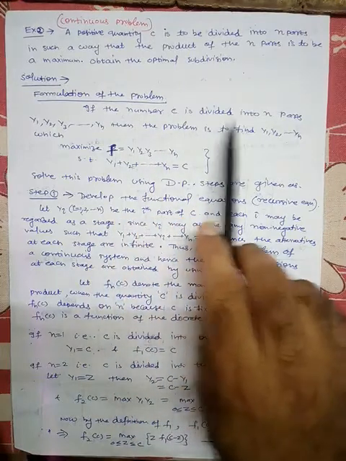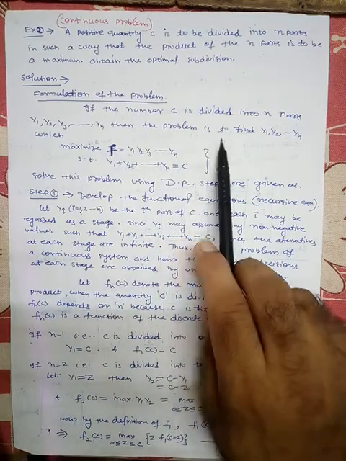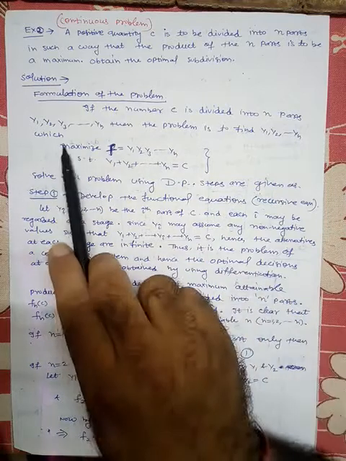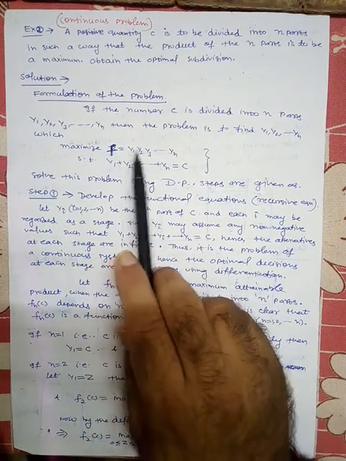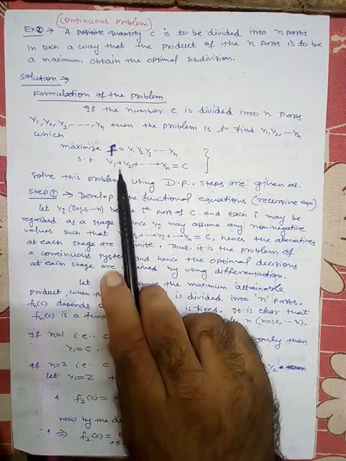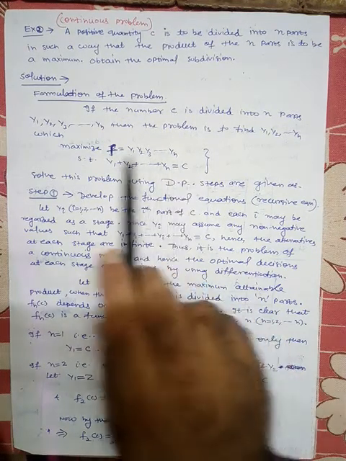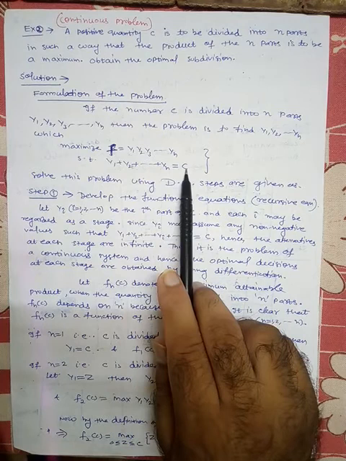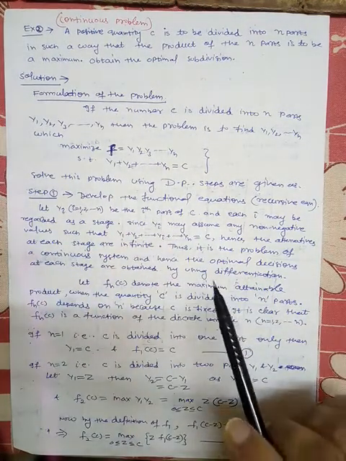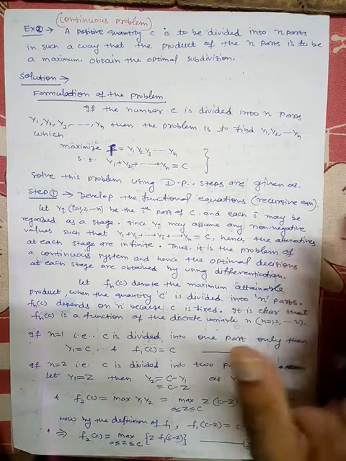So if the number C is divided into n parts, say y1, y2, y3, yn, then the problem is to find y1, y2, yn which maximize the function, the product y1 y2 y3 up to yn. This product should be maximum, subject to the constraint that the sum of these quantities is equal to C, because C is divided into n parts. So their sum equals C. However, their product should be maximum. This is the problem. So now we will solve this problem with the help of dynamic programming.